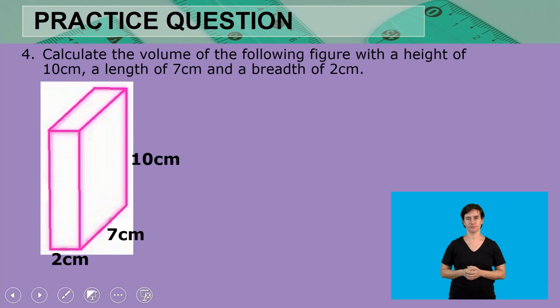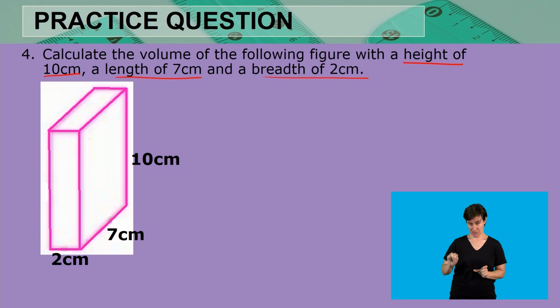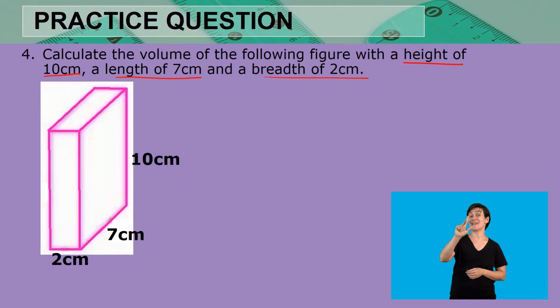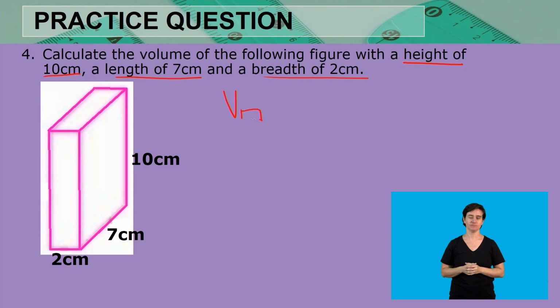Let's look at our fourth question there, and it says there, calculate the volume of the following figure with a height of 10 centimeters, a length of 7 centimeters, and a breadth of 2 centimeters. Now, if we look at this figure that we have been given, it is indeed a rectangular prism. So if you saw that, that means already you have in mind what the formula for the volume of a rectangular prism must be. That formula for the rectangular prism is going to be our length multiplied by our breadth, and we are going to multiply that by our height.